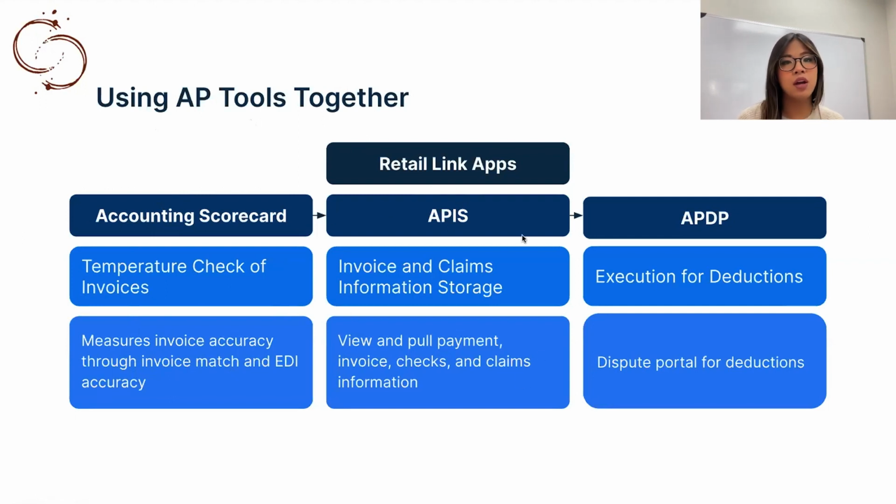APIS is where I think a lot of you probably spend a lot of your time. This is really where all of the invoice and claims information live. So you can see what you've invoiced Walmart, what they've paid you, and any deductions that exist. This is really the primary tool. So if you don't have APIS and you have to deal with Walmart finance in any way, I would really recommend making sure that you have access to this particular app.